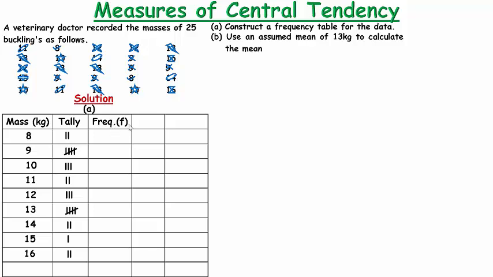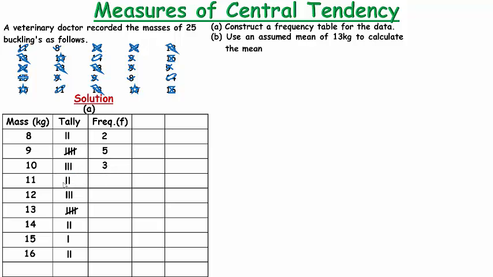The frequency, I represent the frequency with the letter F, okay? Now the frequency, all I need to do is just to replicate what I have in my tally. So under 8, 2 bucklings weigh 8 kilograms. So over here I write 2. Adjacent to 9, I have 5 bucklings weighing 9 kilograms each. So here I write 5. And then adjacent to 10, I have 3 bucklings weighing 10 kilograms each. So I write 3 over here.